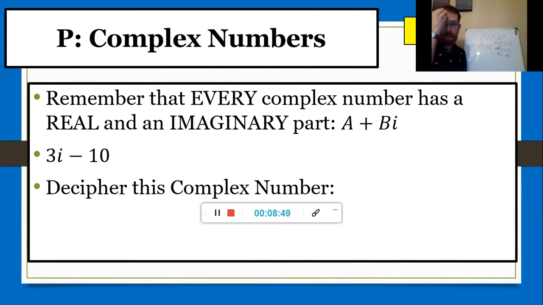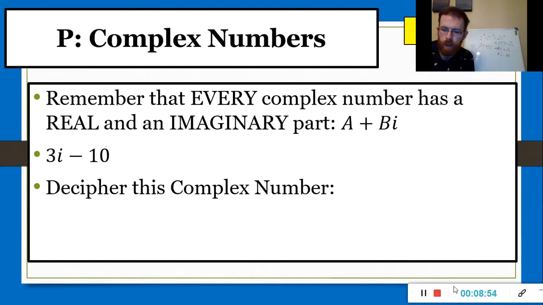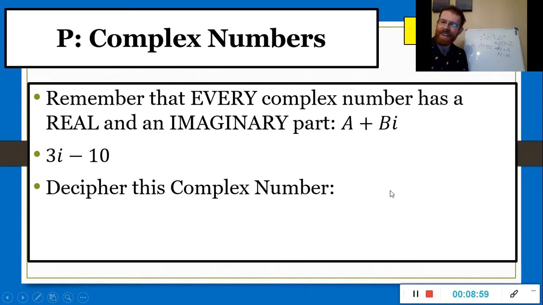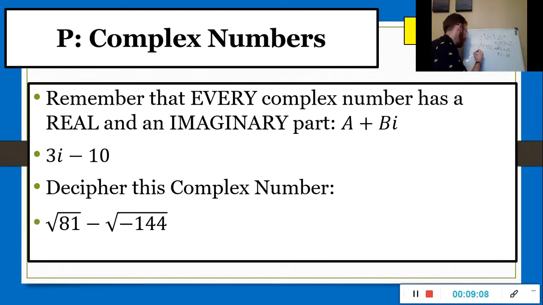Now I want us to take a moment and decipher this complex number. I want to get this out of the way, put it at the very bottom. I don't know if you can even see that, but once again, we're all learning here, so who knows what's happening. We want to decipher this complex number: square root of 81 minus the square root of -144. I'll let you know right now, this is a complex number. You have a real and an imaginary part, which is why it's complex. All you guys can do the square root of 81. What two numbers multiply together to give you 81?